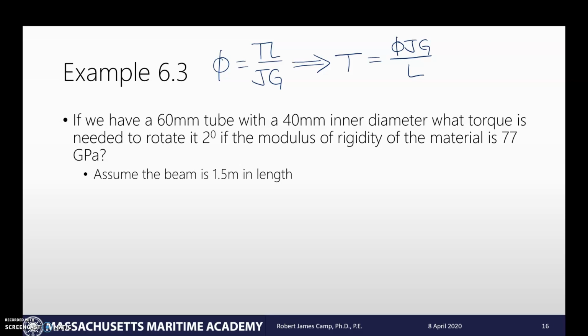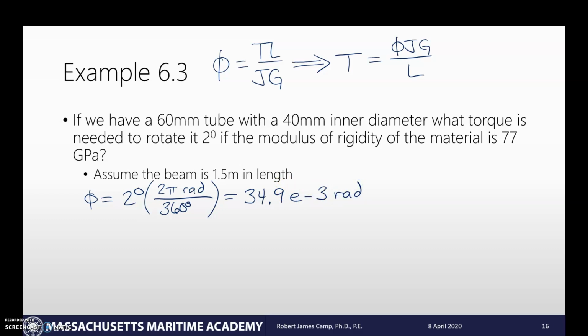In fact, let's do that right now. So we have angle of twist is 2 degrees. And so we convert that over. Well, how do we do that? Well, there are 2 pi radians in one circle, or one revolution, which is 360 degrees. And so if I multiply that together, my angle of twist of 2 degrees works out to be 34.9 times 10 to the negative 3 radians.